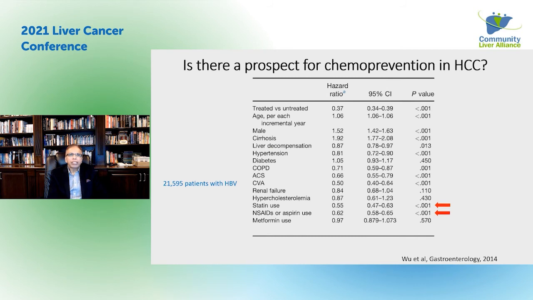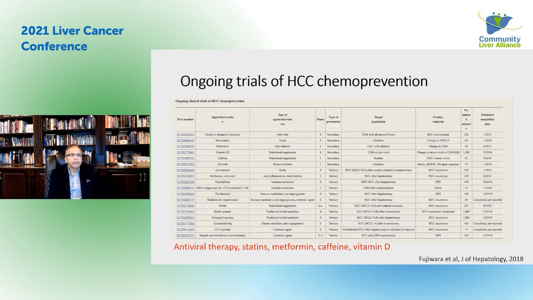So how about, is there a prospect for chemoprevention in hepatitis C? Can we give a medicine that will prevent the development of HCC? And two drugs stand out. One group of drugs are statins, which are widely used, and the other is aspirin. Next slide, please.